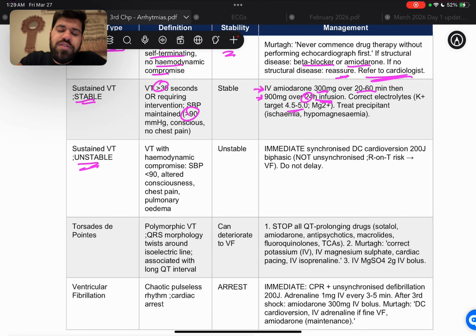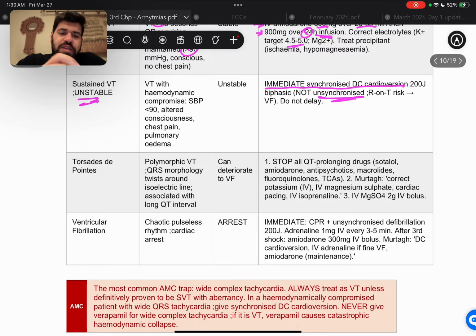Now, if the patient is unstable with hemodynamic compromise, you already know: immediate synchronized cardioversion, not unsynchronized. The difference is that the machine knows when to shock the patient based on the patient's ECG, and that could help the patient massively. If it's unsynchronized, it's going to make the patient worse. That's why the new machines that we went over in the ALS course that I took were amazing: we just place the pads, and the machine assesses and shocks when it's time based on the ECG.